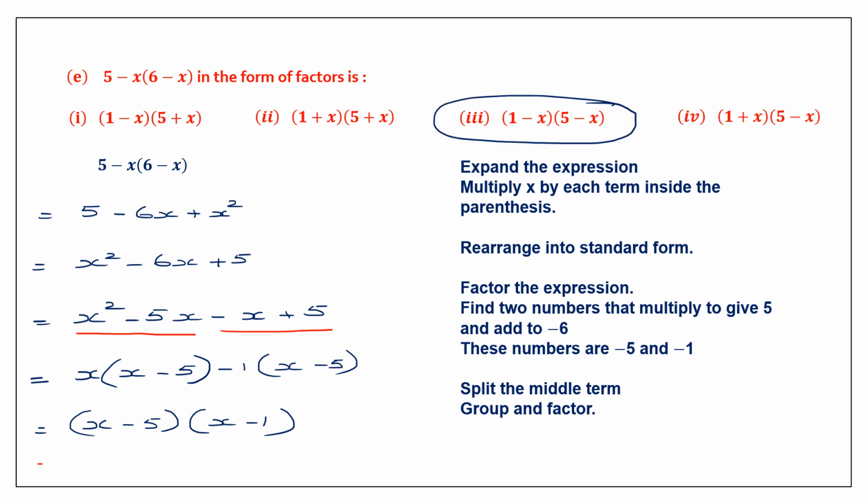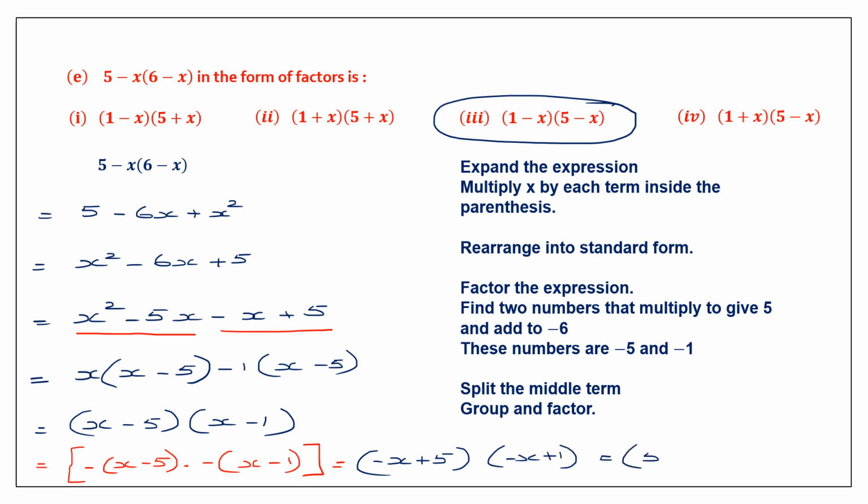Now, if we work it out with a negative sign, that is, negative sign before the bracket into, again here, negative sign before the bracket. Now, what do we get? So here we get minus x plus 5, and here also we get minus x plus 1, which can be written as 5 minus x and 1 minus x. So that's how we've got our third option as the correct answer.